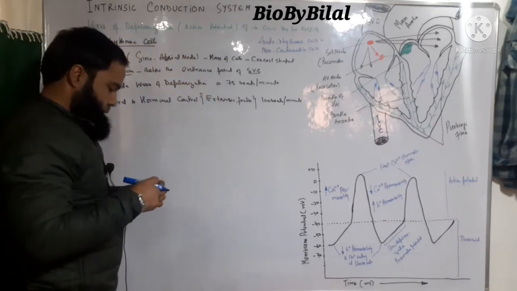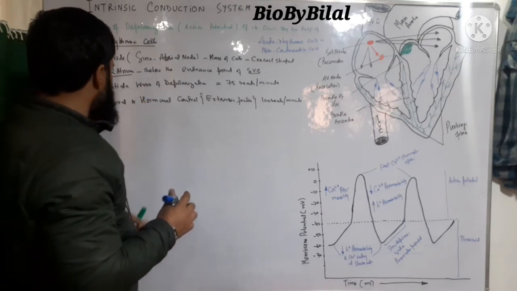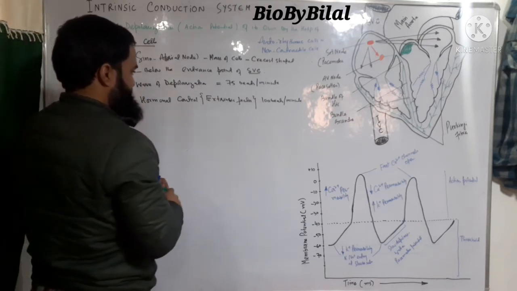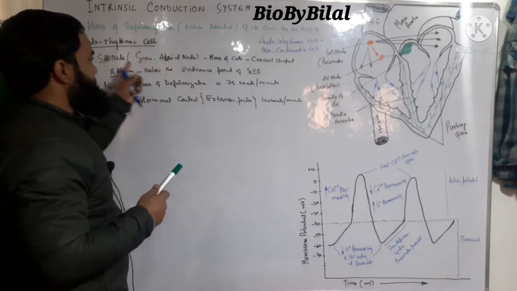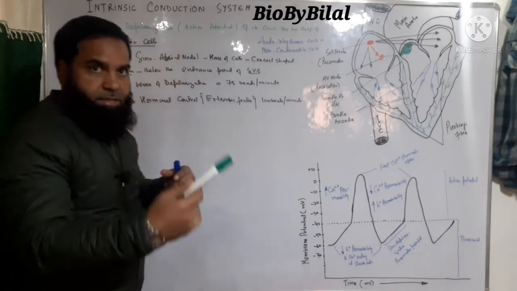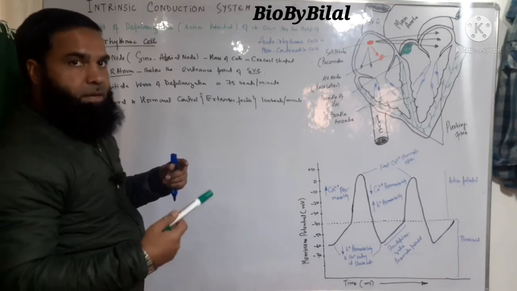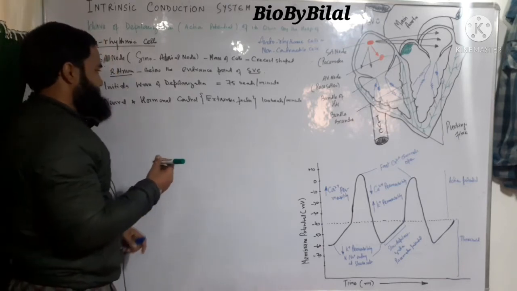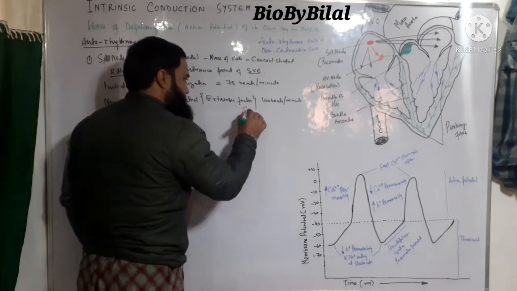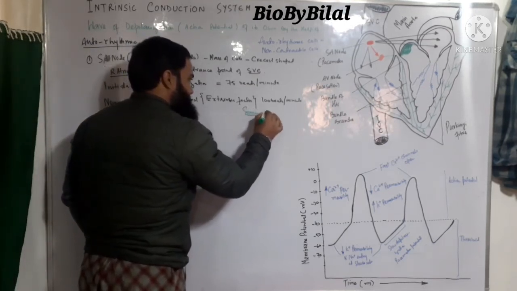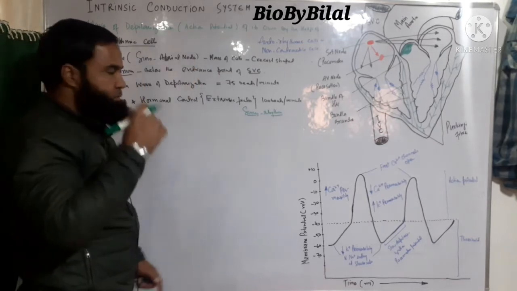The SA node beats, and its beating is called the sinus rhythm. This is also called the pacemaker. Why? It sets the pace of the heart as a node, and its beating is actually called the sinus rhythm. Note this point as well.